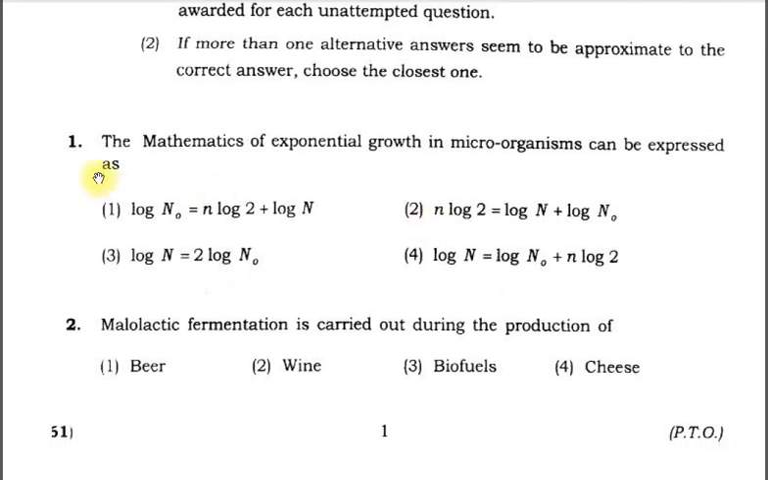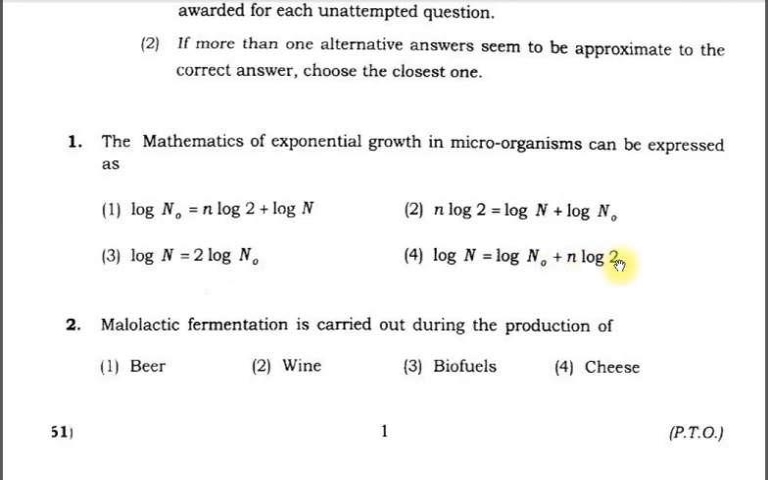Question number one says, the mathematics of exponential growth in microorganisms can be expressed as. There are 4 options, and don't worry, these options will seem similar, but they are different. Please pay attention and go through these options carefully. The first option, log N0 is equal to n log 2 plus log N. Second option, n log 2 is equal to log N plus log N0. Third option, log N is equal to 2 log N0. Fourth option, log N is equal to log N0 plus n log 2.